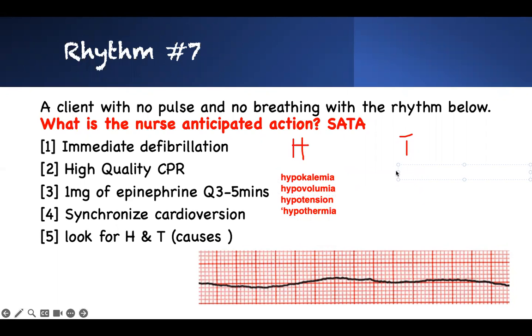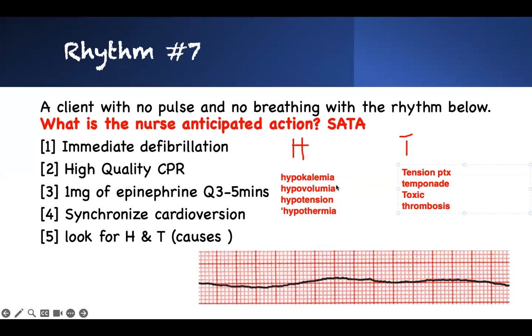And the T is anything that can stop the heart or your breathing. So tension pneumothorax, right? Tamponade. Right? Toxic medication, thrombosis. Thrombosis. So these are things you should be looking for.